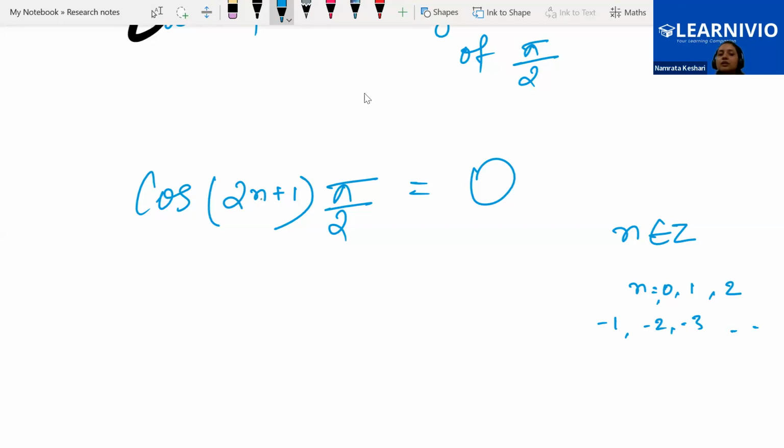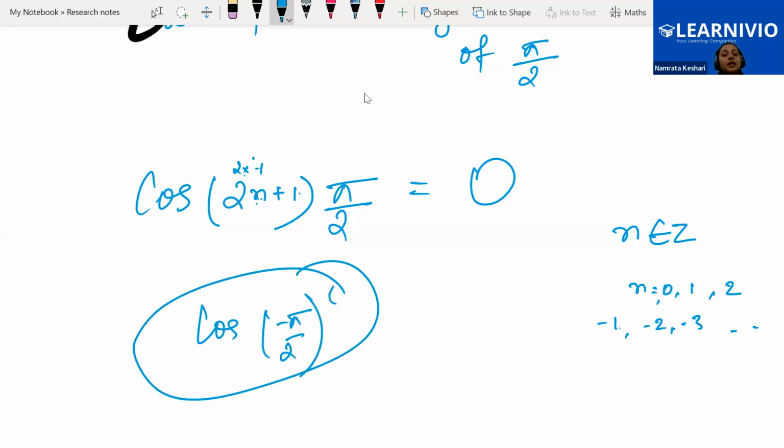You can take any integer for the n value. Take 0: it is just cos pi by 2, which is 0, we already know. Now if you take n as 1, you get 2 plus 1, that is 3 pi by 2. If you take n as -1, then it will be -2 plus 1, that means cos of minus pi by 2. And we have also discussed that cos of minus theta is just cos theta, and hence the result is 0. Getting it?